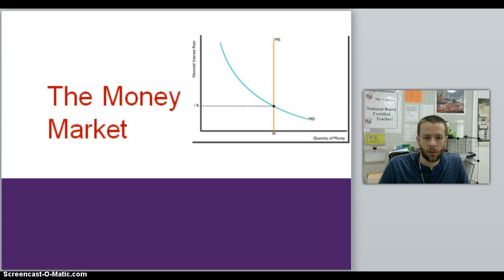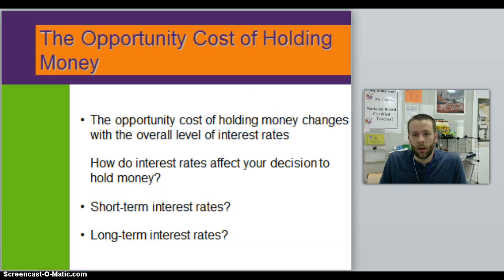All right, so the first thing we're going to look at here to help you with your homework is the money market. This is just sort of designed as a quick overview of both the supply and demand for money. Now, I know it's weird to think of demand for money, but let's take a look.